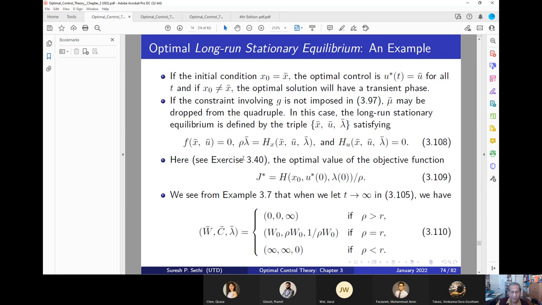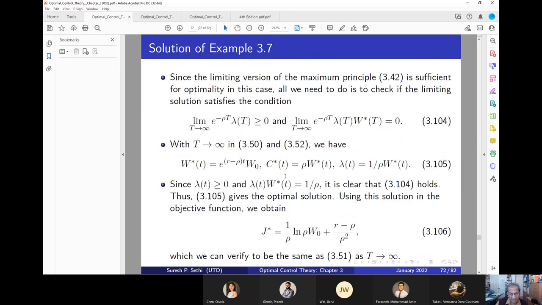And in this case, in exercise 3.40, you show that J star is exactly this. You take the integral and you get this. And in 3.7, if you let T go to infinity in 3.105, which is right here, because this one, if you let T go to infinity, then you are approaching, see here, for example, you are only approaching the equilibrium. Because the equilibrium is when everything becomes static, no motion.